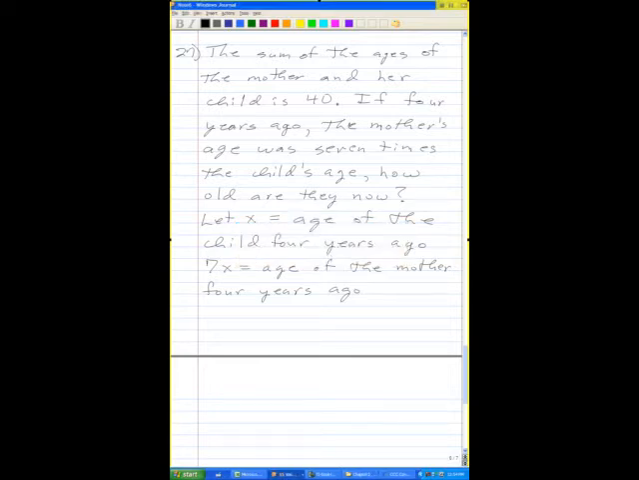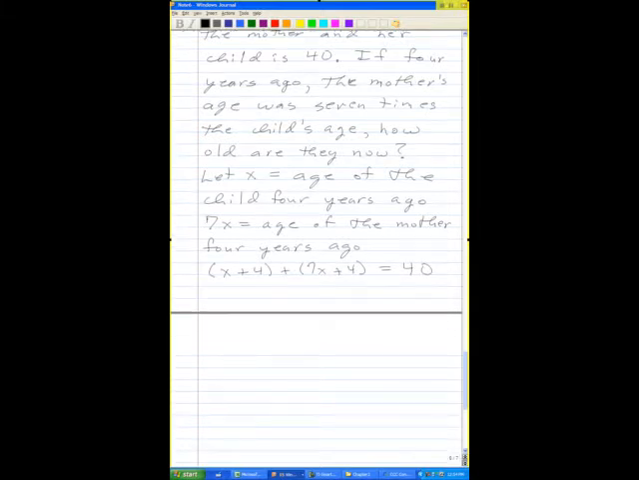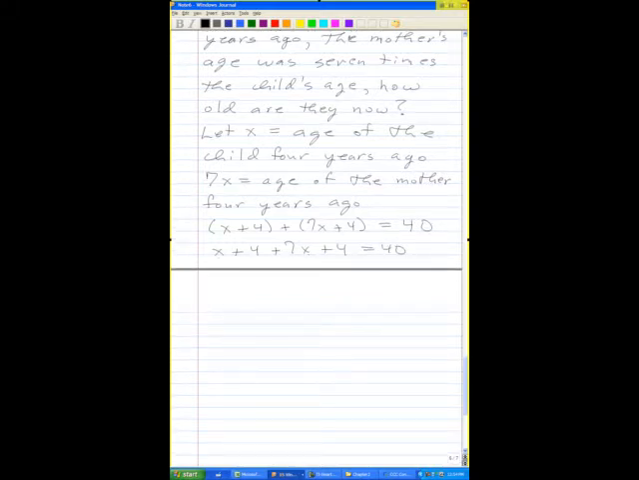So they're currently 4 years older. The child is 4 years older than what it was 4 years ago. And the mother, which is 7x, is also 4 years older. And the sum of their ages currently is 40. So let's combine like terms. So I have x plus 4 plus 7x plus 4 equals 40. Combine like terms, x plus 7x is 8x. 4 plus 4 is 8.